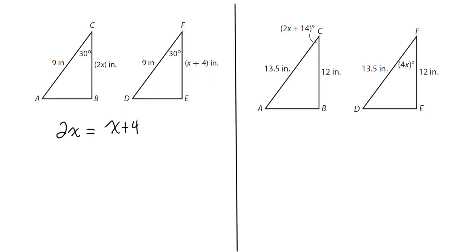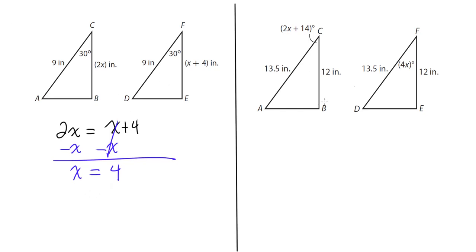And then we just solve the equation for x. So I have variables on both sides, so I'm going to subtract x from both sides, and I find that x equals 4. So the value for x in this situation that would make both triangles congruent would be 4.